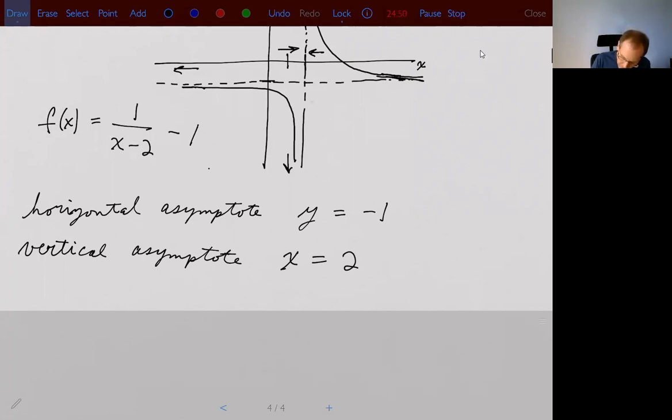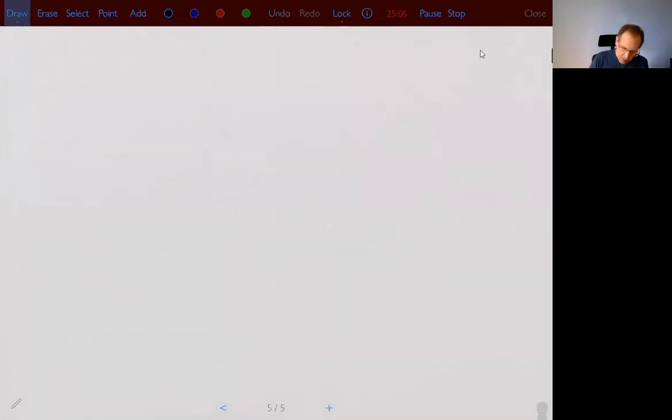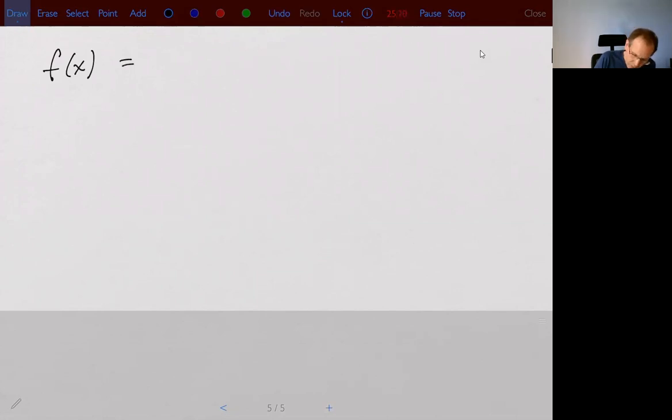All right, now there's one other thing you might want to do with this function. We may want to rewrite it. This is really a rational function, but we want to write it so it has the more general form of a rational function. So let's do that. So we found that last graph, right, had the equation f of x was equal to 1 over x minus 2 minus 1.